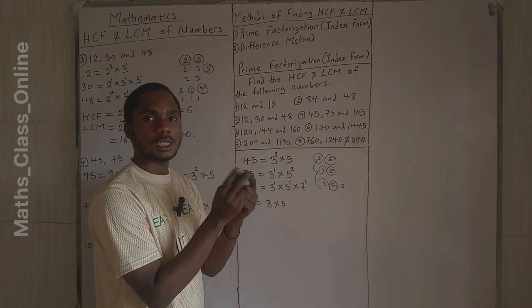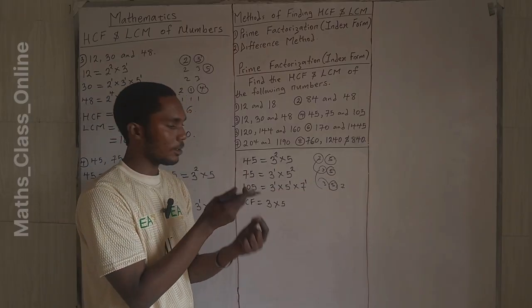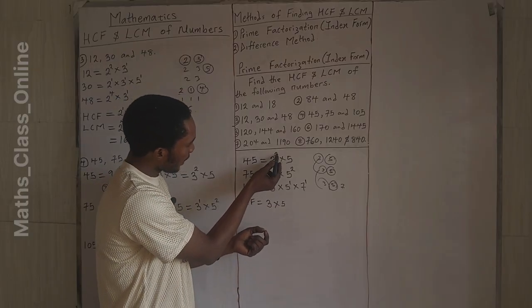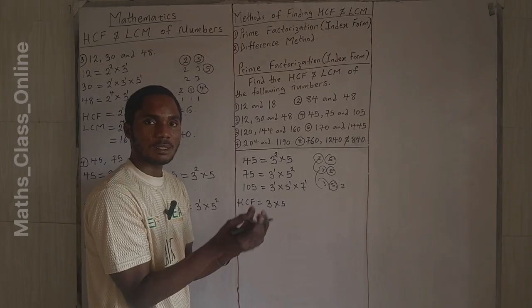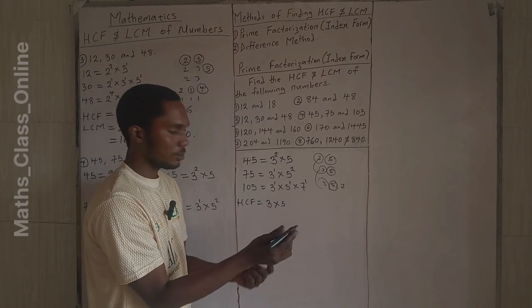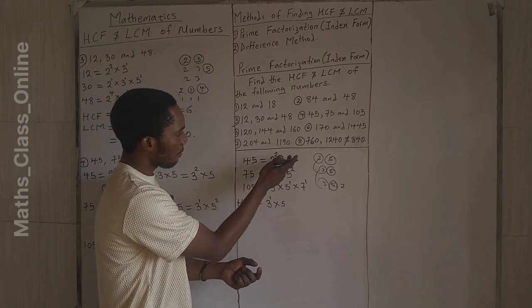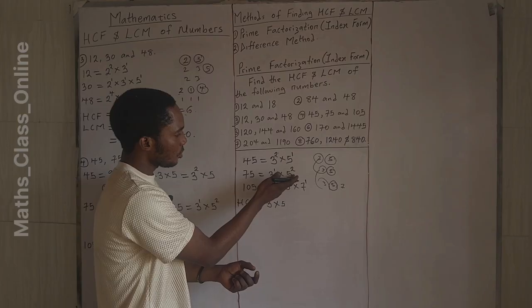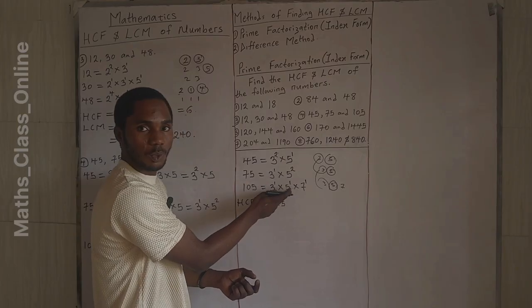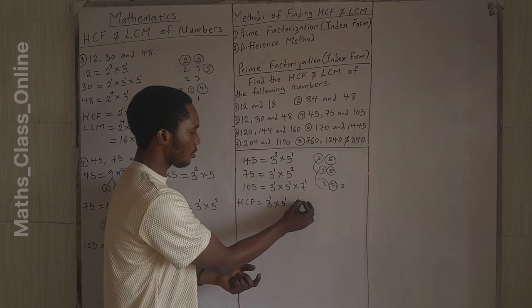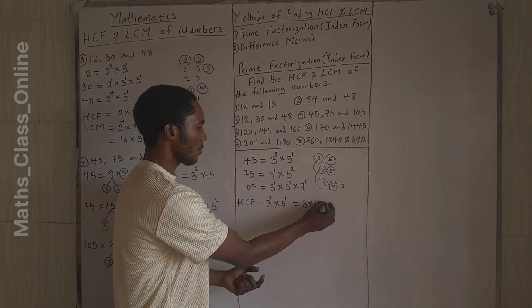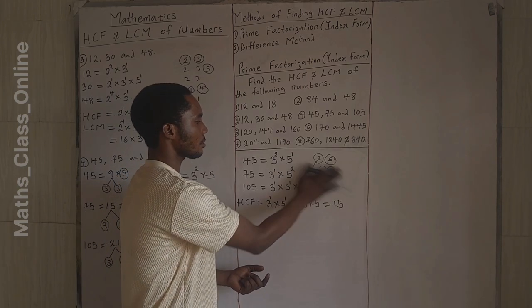Now, HCF is what? Lowest power. The power of 3 here is 2. Power of 3 here is 1. Power of 3 here is 1. Now, what's the least between 1 and 2? That is 1. Power of 5 here is 1, here 2, here 1. Now, the least between 1 and 2 is still 1. This is equal to 3 times 5, which is 15.